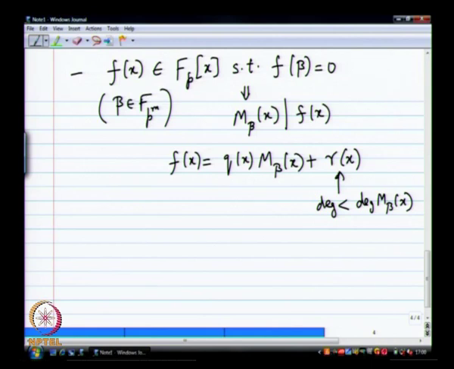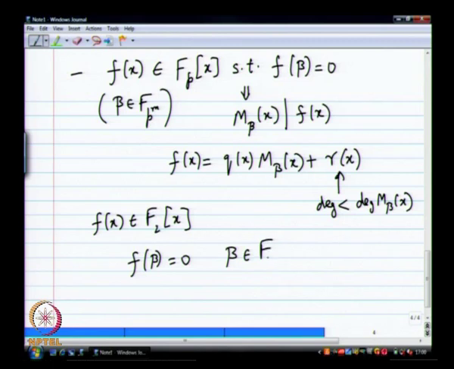Okay, so this is a little bit crucial because we will use this argument in our code construction. Try to stare at it a little bit and make sure you understand what it means. For instance, if I have a polynomial with binary coefficients, let us say f of x in F2[x], and then I say f of beta is 0 for some beta in F16, such that this is true.